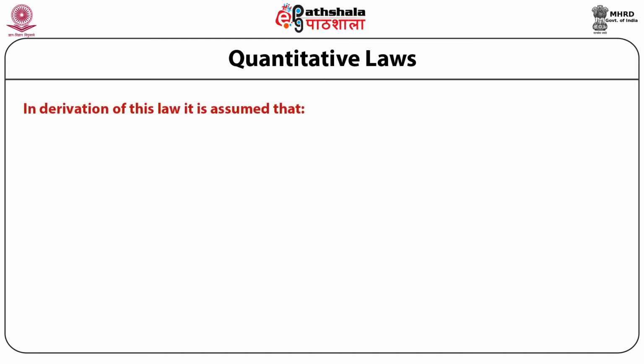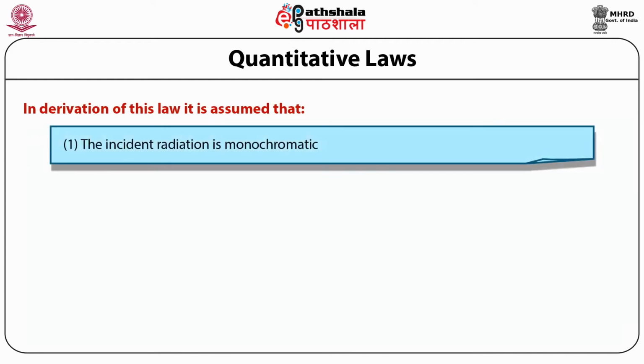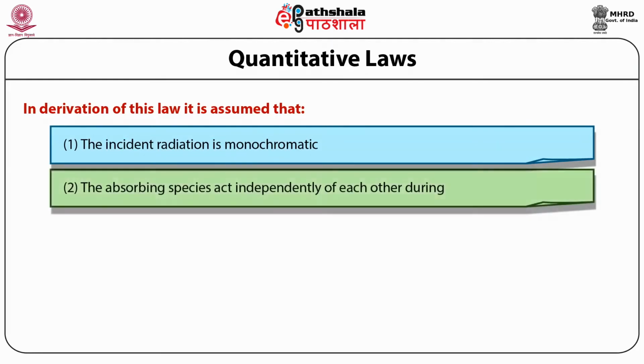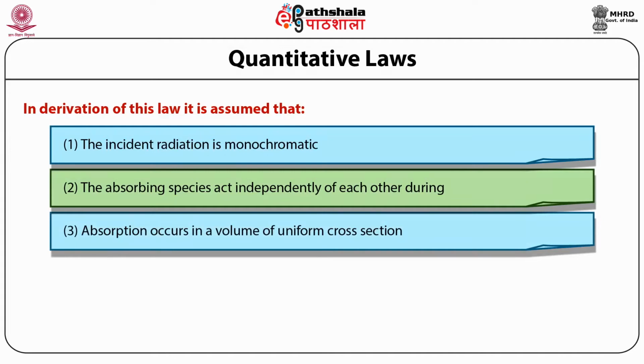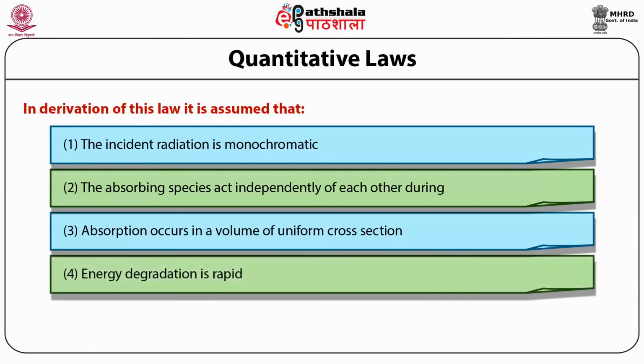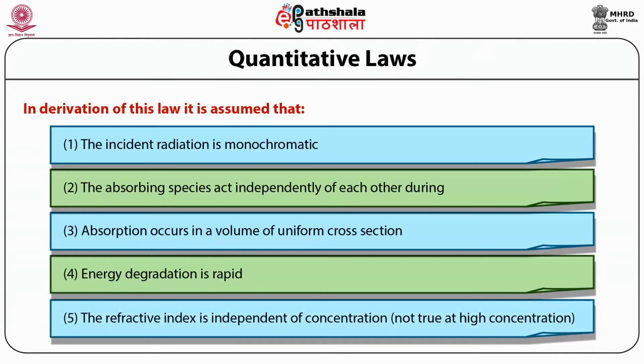In the derivation of this law, it has been assumed that the incident radiation is monochromatic. The absorbing species act independently of each other in the absorption process. The absorption occurs in a volume of uniform cross section. Energy degradation is rapid, no fluorescence occurs, and the refractive index is independent of concentration.